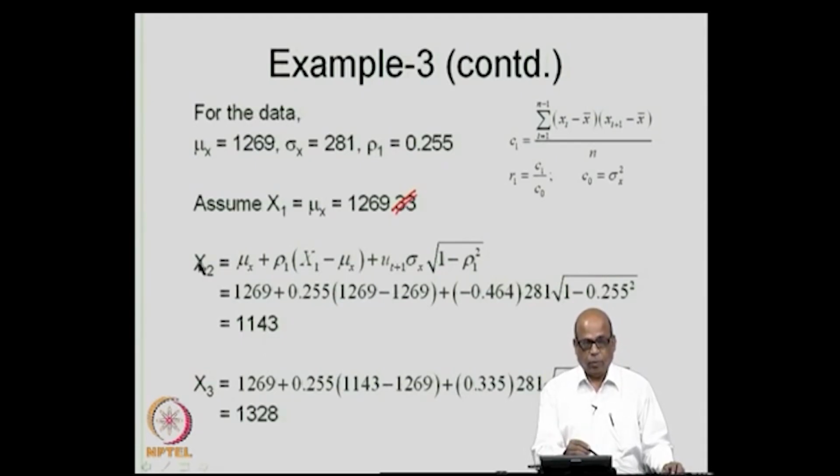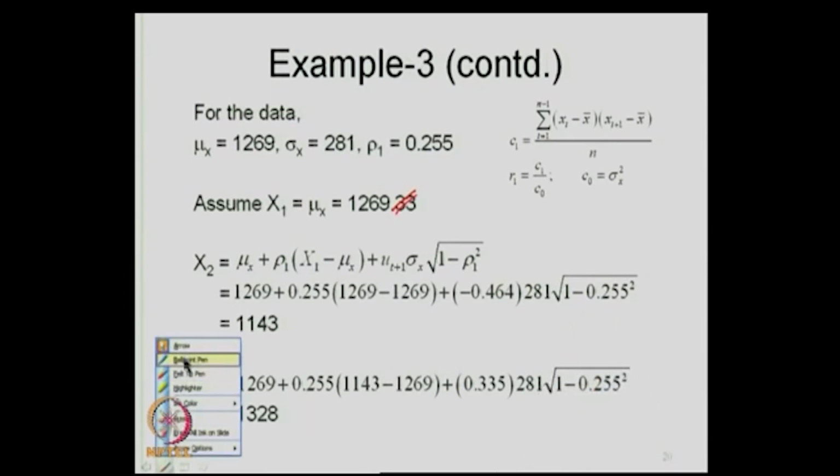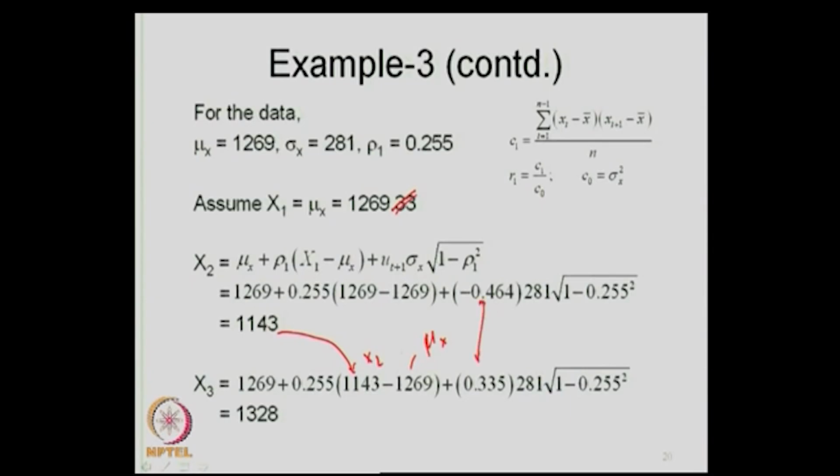So, once you get x2, you use x2 to generate x3. So, where does x2 come? X2 comes in this place. So, this place you use x2, this is mu x again. So, x2 minus mu x, and every time you change this number as well as this number, all other terms remain the same. So, you get x3 is equal to 1328.